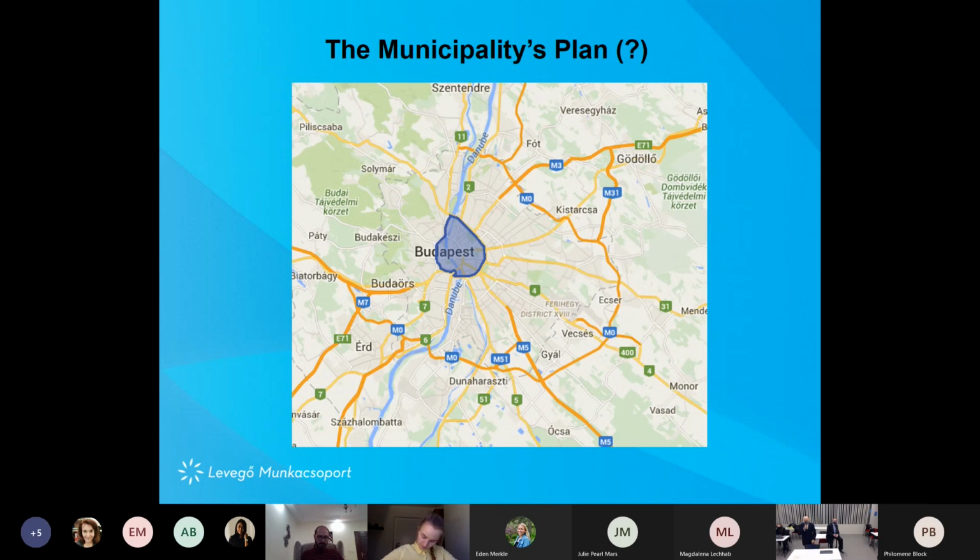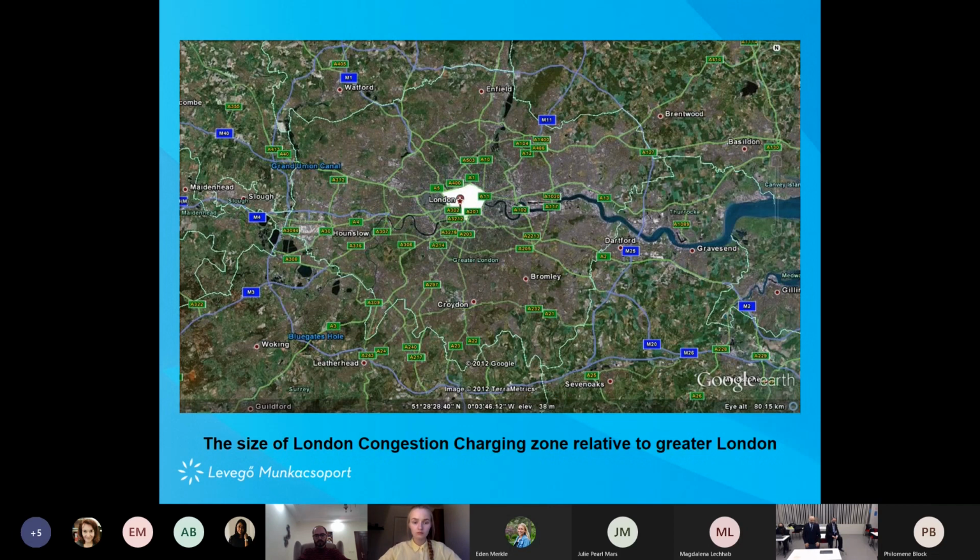But this is not the same kind of road pricing which is in several cities. For example, also in Budapest, the municipality earlier proposed that there should be a zone and a congestion fee, and if a car enters the zone, then a fee should be paid. This is really not a good solution. This was in London, but it also had a lot of problems.